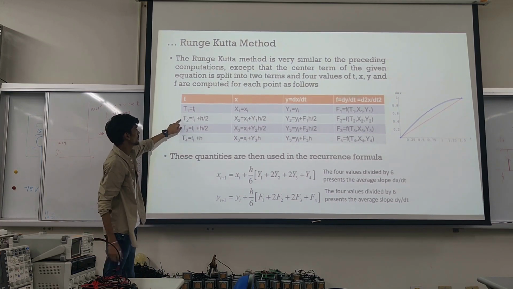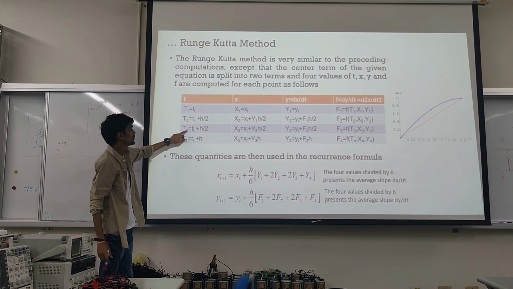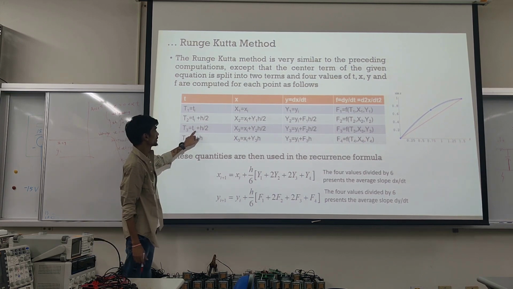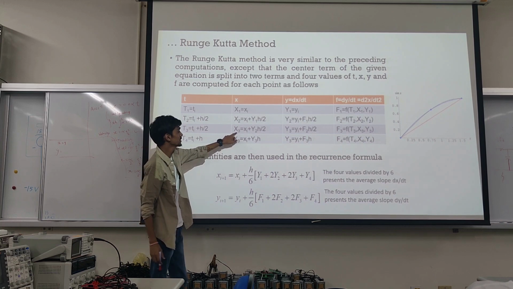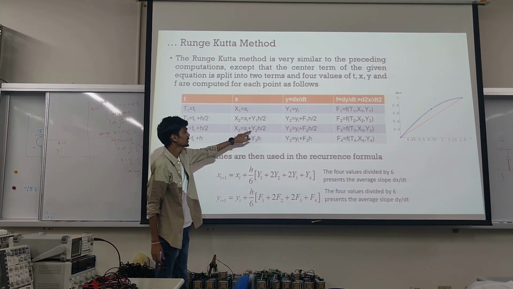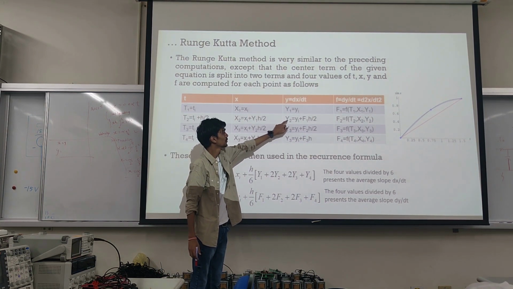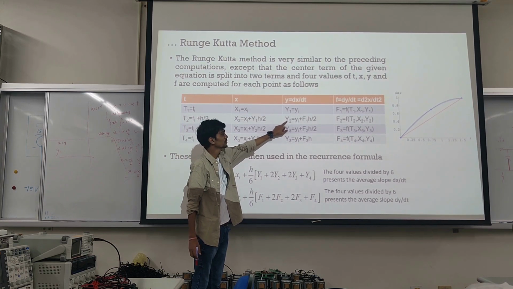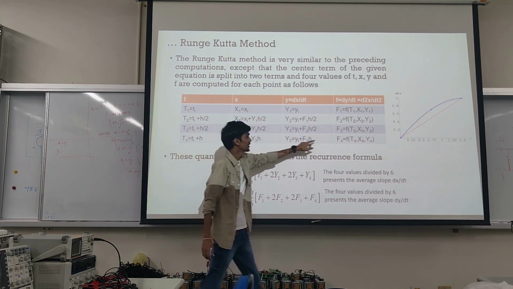So for t3 at the second middle step, which is ti plus h by 2, initial time plus half of the time span, x3 is equal to the displacement at the second middle step, xi plus y2 into h by 2. y2 is our velocity at the first middle step. Similarly, we will get y3 and f3.